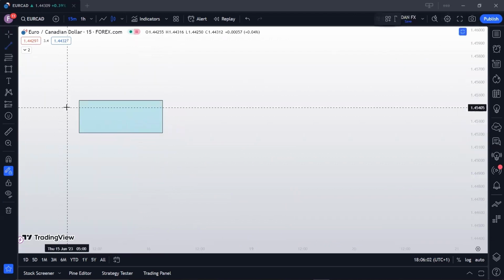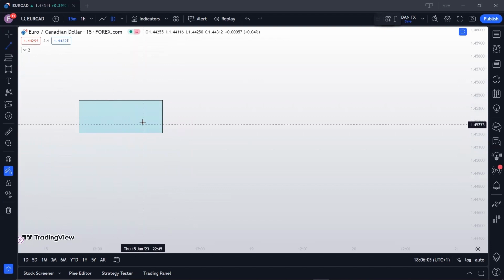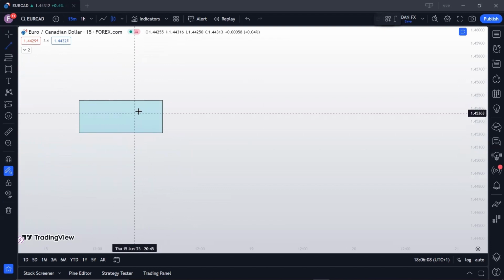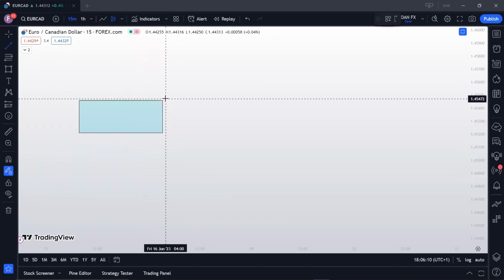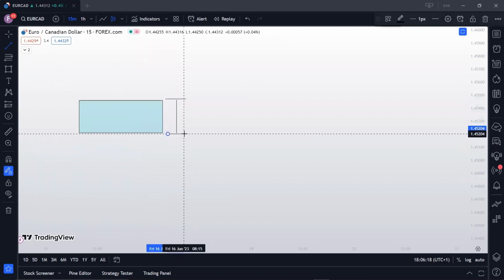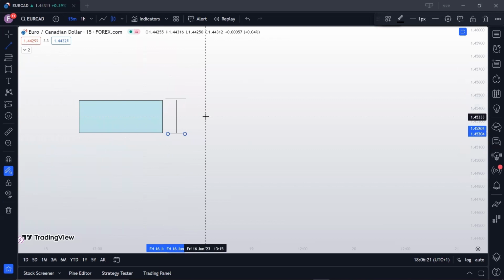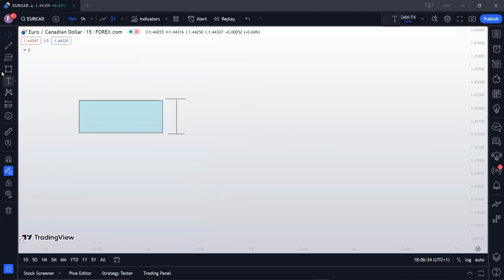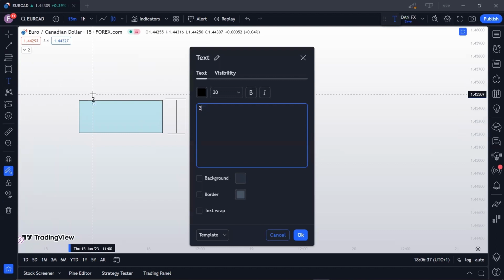Now, when I say that the Asian range has to be 25 to 50 pips, what I mean is when you measure the whole Asian session box, from the top of the Asian box to the bottom of the Asian box, it has to be 25 to 50 pips. It can be a little bit above 50 pips, like 55, 53, 56, but it must be in that range of 25 to 50 pips. So this range has to be 25 to 50 pips.